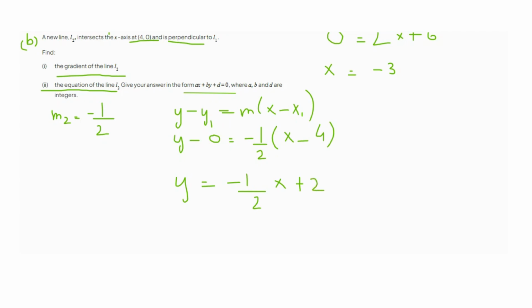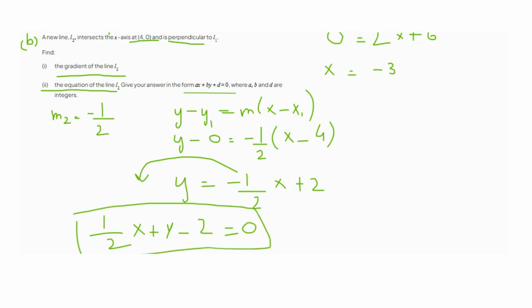Now our equation should be written in this form, which means we need to move everything over here. So it's going to become 1 out of 2 x plus y minus 2 equals 0. And this is the answer to this question.